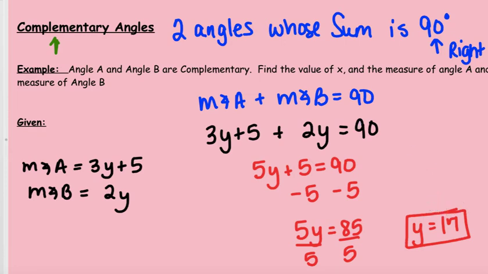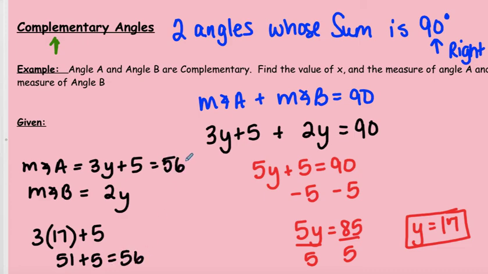All right, and then to find each angle, I'm going to substitute those values in. So for A, I'm going to do 3 times 17 plus 5. So 3 times 17 is 51. 51 plus 5 gives me 56. So the measure of angle A is 56 degrees. Now, to be honest with you, I could do two things. I could just do 90 minus 56 to get angle B, or I could do 2 times 17, which is 34, to get that other angle, those complementary angles.